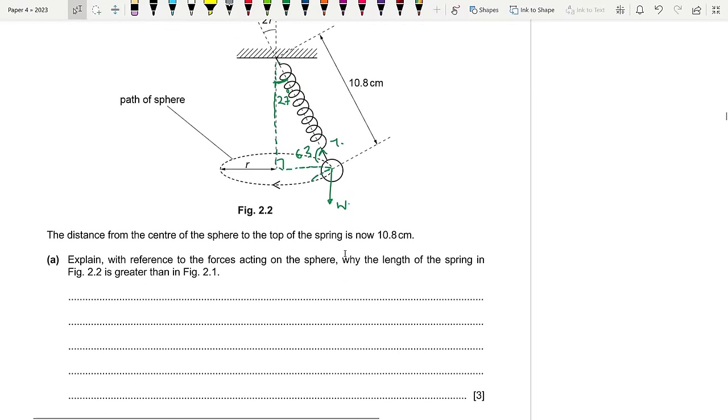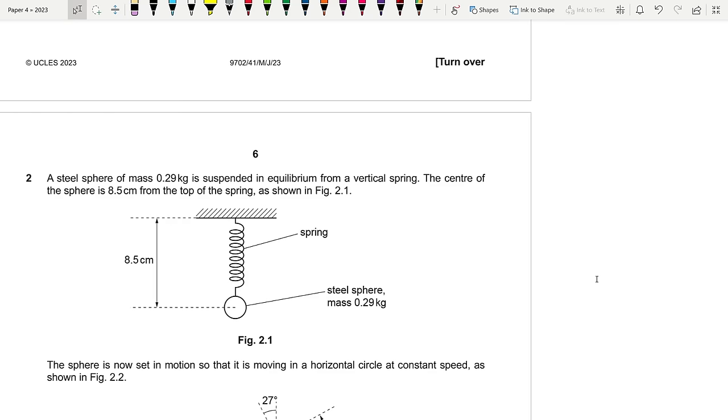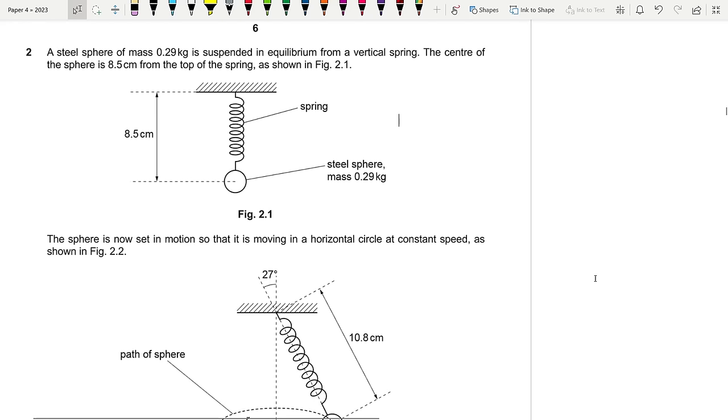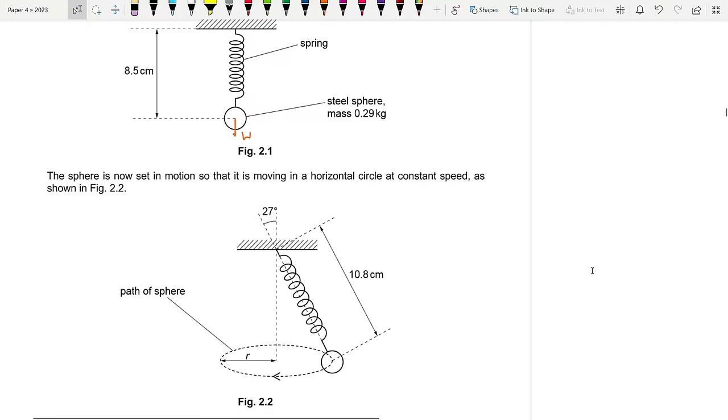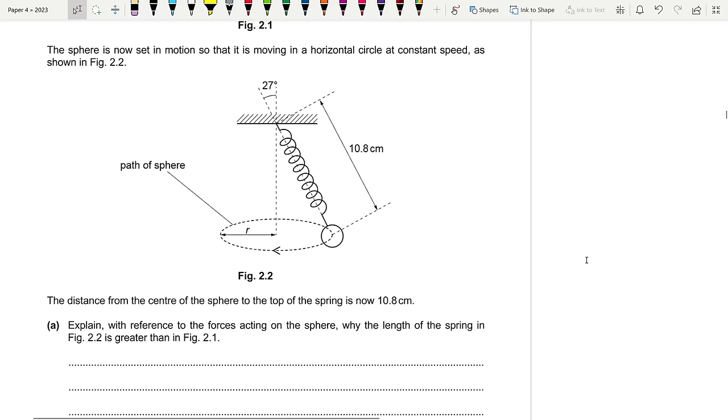Let's do this. I'm just going to erase this part. A steel sphere of mass 0.29 kg is suspended in equilibrium from a vertical spring. The center of the sphere is 8.5 centimeters from the top of the spring, as shown. It has a mass of 0.29, so it also has weight. The sphere is now set in motion so that it is moving in a horizontal circle at constant speed, as shown in figure 2.2. Okay, it is performing circular motion.